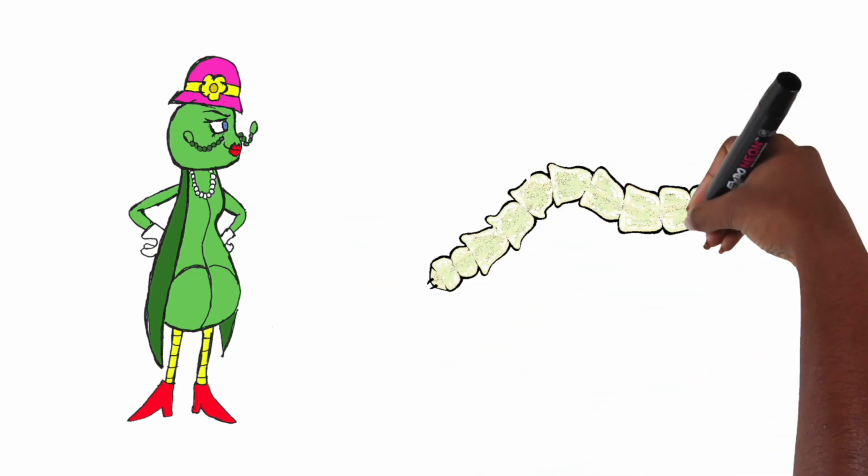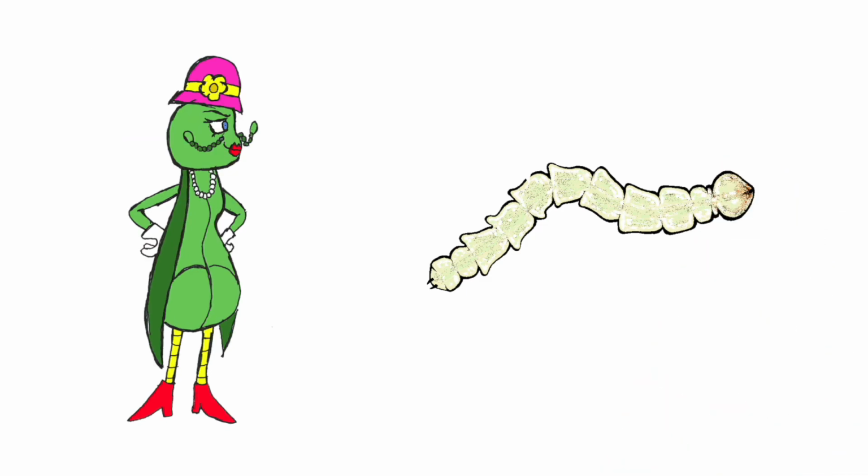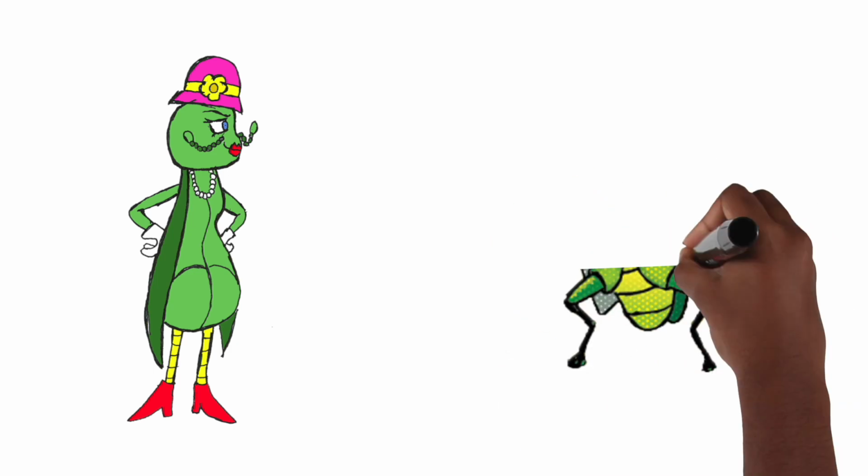When hatched, the larva... Aw, they're so cute. ...eats the tree from the inside out until it develops into an adult beetle. They grow up so fast.